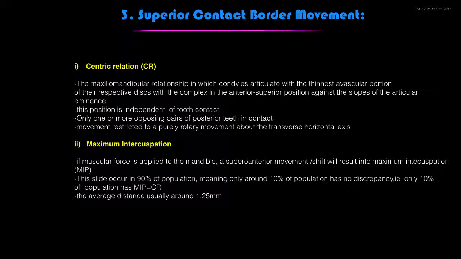This slide usually occurs in 90% of the population, meaning only around 10% of the population has no discrepancy, that is, only 10% of the population has maximum intercuspation equal to CR. The average distance is usually around 1.25 mm.